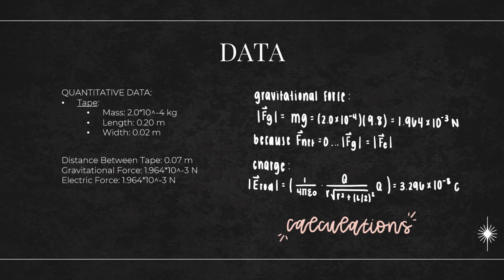However, to find the gravitational force, we multiplied mass times gravity, and we got 1.964 times 10 to the third newtons. And we know because F net is 0, they will be equal to electric force, so they're the same.